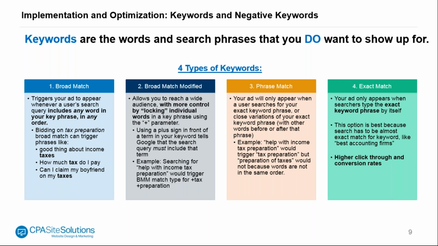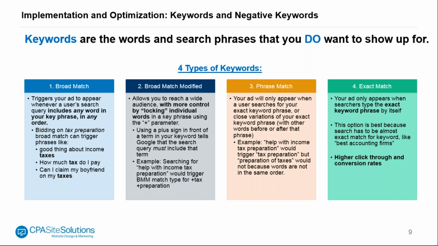And each one gets incrementally more restrictive and specific on how it matches to a keyword that is entered. So you can target on broad match, which basically triggers an ad that includes any word or key phrase in any order within the search. So say, for example, someone is searching for tax preparation. On a broad match, that could pull up a search phrase such as good thing about income taxes or how much tax do I pay, because the word is in there. But that doesn't necessarily mean that that search query is relevant. So with broad match, you're not getting very specific.